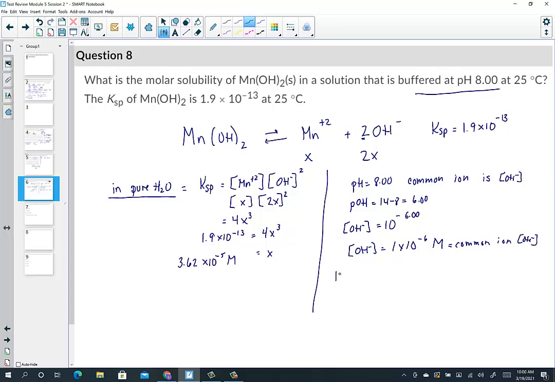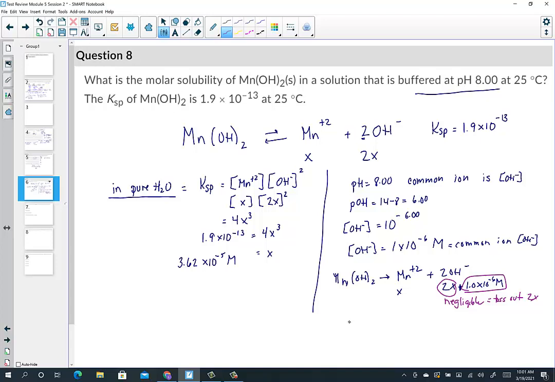So now when I consider my original equation, Mn(OH)2, manganese hydroxide, when it dissociates, we said a moment ago, I have X and 2X in pure water. But now in the buffered solution, I'm adding an additional quantity of the hydroxide, which we said was 1.0 times 10 to the negative 6 molar. And I clearly remember saying this 2X is so small that it's negligible in comparison to the quantity of this common ion that we might as well toss it out.